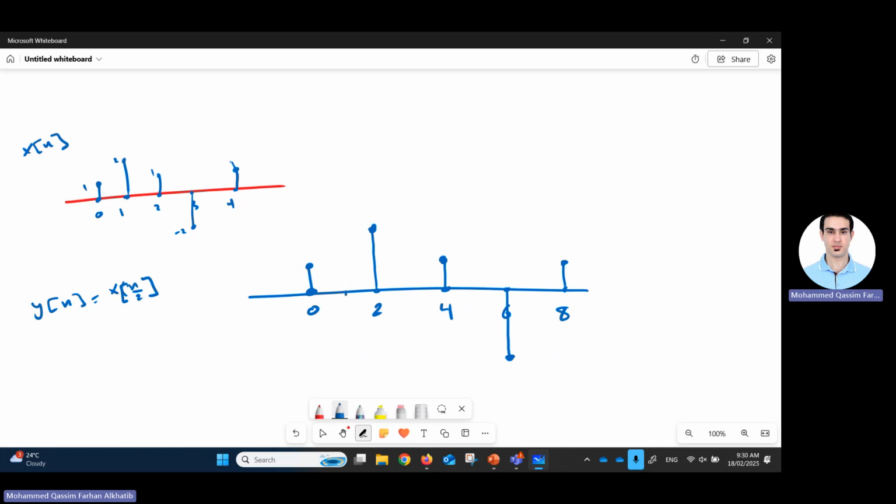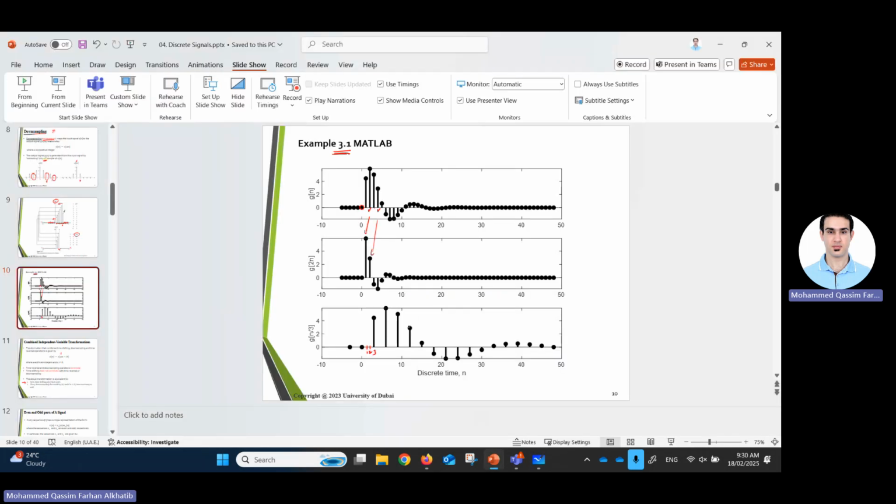Now, what about the odd samples here? That's 1, 3, 5, and 7. You just fill them with zeros. So that's the expansion part. I hope this one is clear. It's better than the previous figure here, because these two figures do not align well, actually.